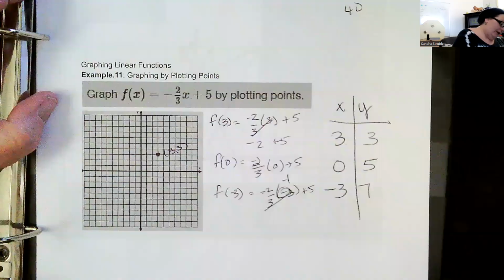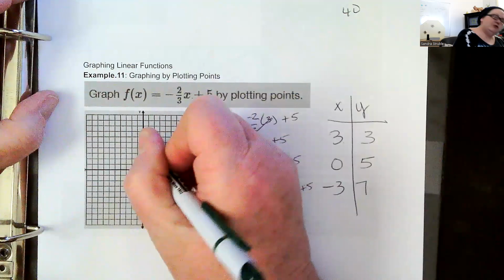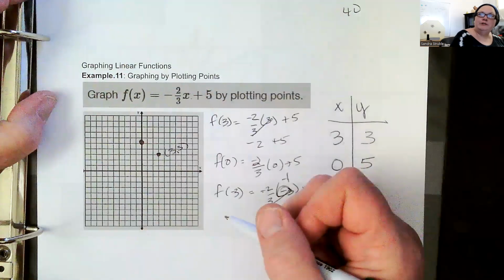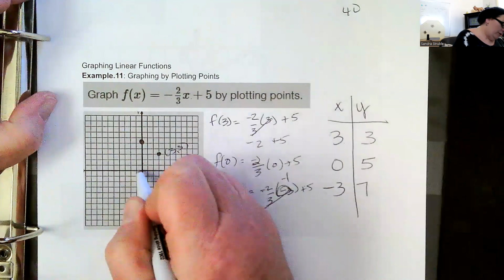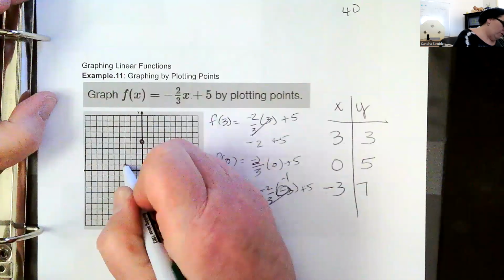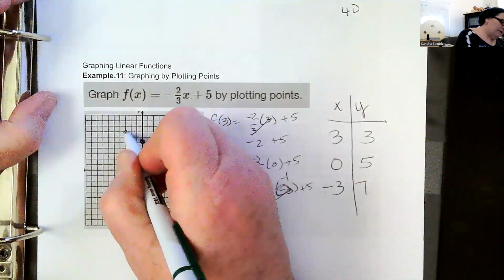The next one is 0, 5. 1, 2, 3, 4, 5. It's 0, 5, just on the y-axis because that's our y-intercept. And then the last one is -3 from the origin to the left 3. 1, 2, 3, and then up 7. 1, 2, 3, 4, 5, 6, 7. All right.